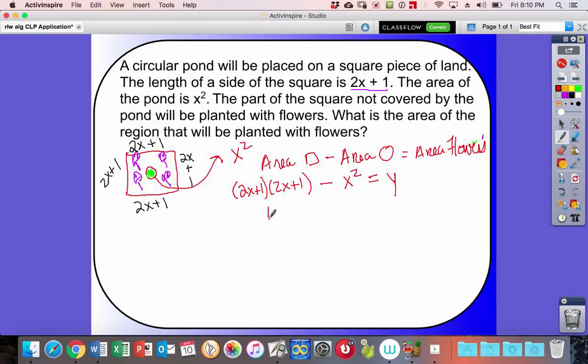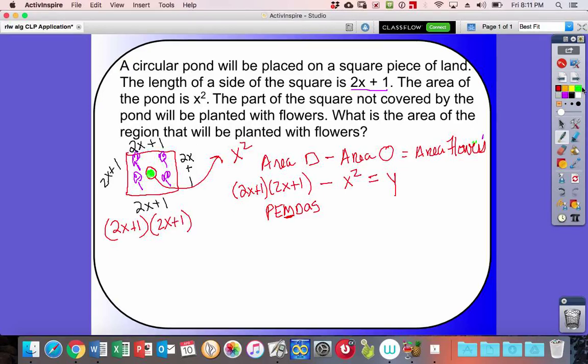Okay, now I want to recall PEMDAS. Right now I have multiplication. These two expressions are multiplied together, and there's also a subtraction sign. But I know based on my order of operations that I'm going to multiply first. So if I want to do 2x plus 1 times 2x plus 1, let's do it over here. This is what we've been working on. To multiply two binomials, I'm going to double distribute.